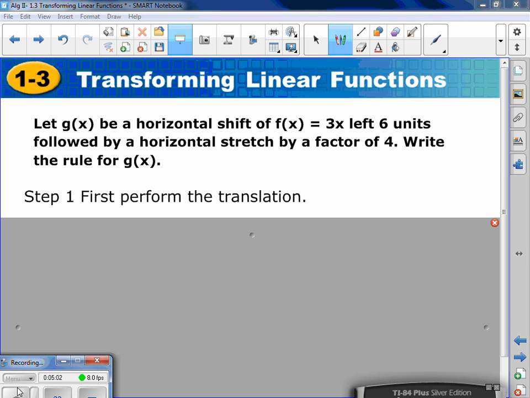Sometimes we have multiple transformations. Here we have g of x be a horizontal shift of f of x equals 3x. We're going to shift it to the left 6 units, followed by a horizontal stretch by a factor of 3. How do you do a horizontal shift? It's not a reflection. How do I shift something to the left? What happens to its function?